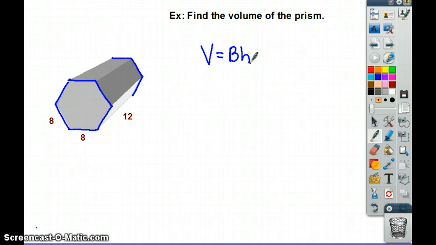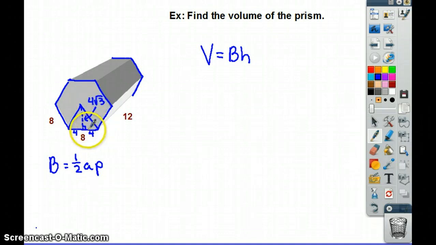Well, the area of the base is the hard part, just like it was with finding surface area, because the base is going to be different depending on what kind of polygon we're talking about. So I know it's a hexagon, it's a regular hexagon. I'm going to use 1/2 times the apothem times the perimeter. So let's draw our triangle in our hexagon. Well, that splits the 8 up. We've got 4 and 4, giving us an apothem equal to 4 radical 3. And we don't really need it, but this hypotenuse of the right triangle would be 8. Yes, the 30, 60, 90 triangle.